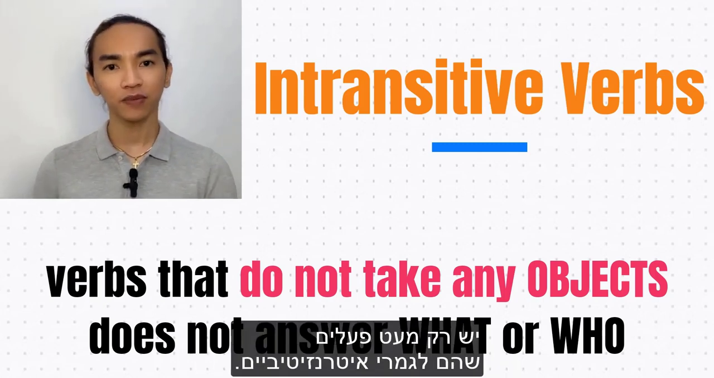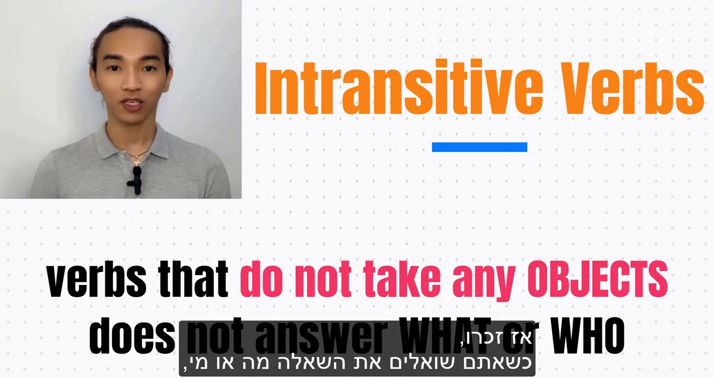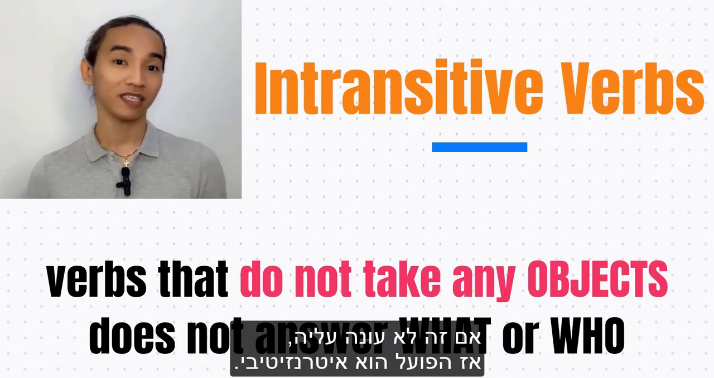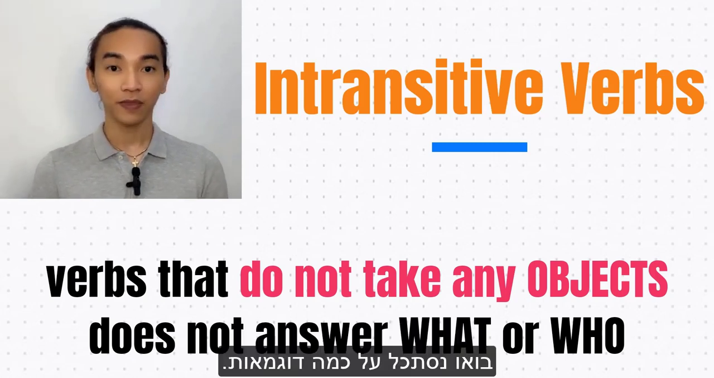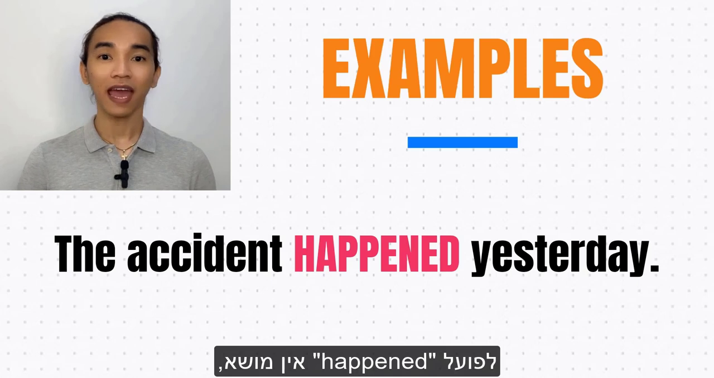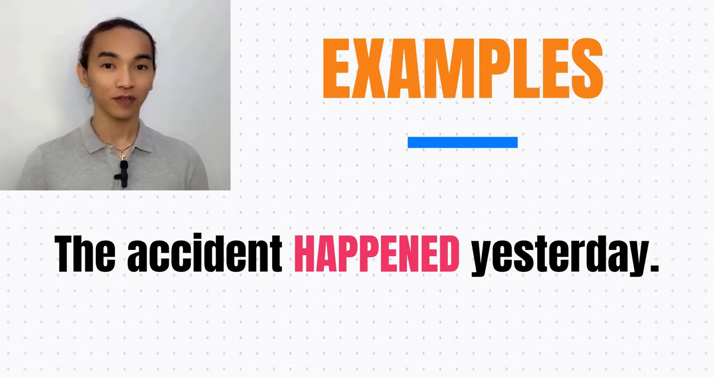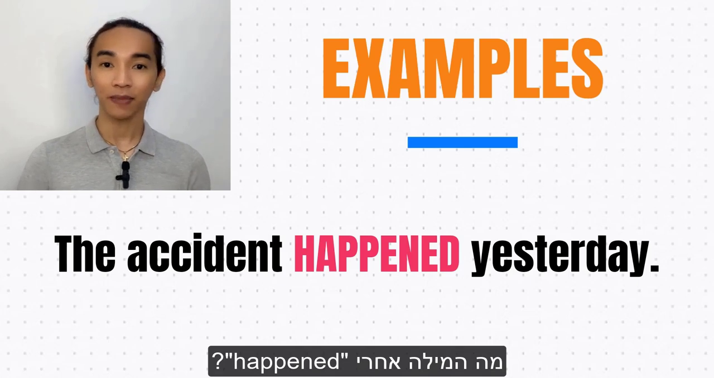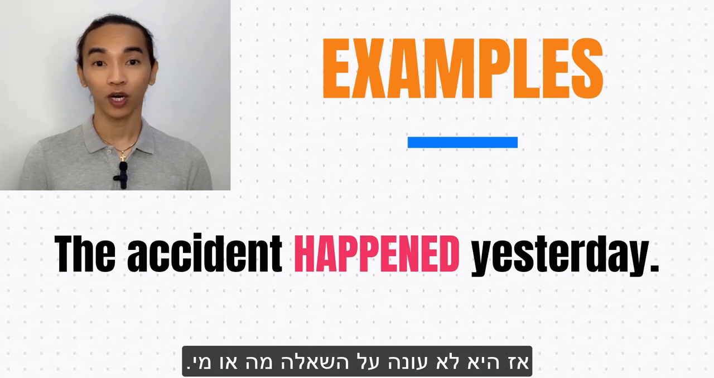There are just some verbs that are purely intransitive verbs. So remember, when you ask the question what or who, if it does not answer that, then it is an intransitive verb. Let's take a look at some examples. The accident happened yesterday. Your verb happened does not have any object, so it is considered an intransitive verb. What is the word after happened? It's yesterday. It does not answer the questions what or who.